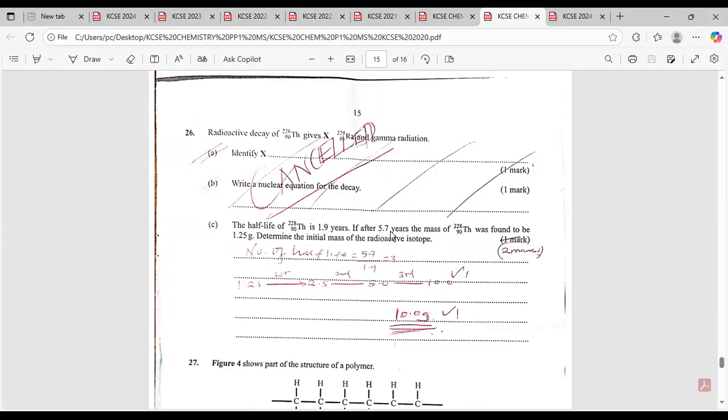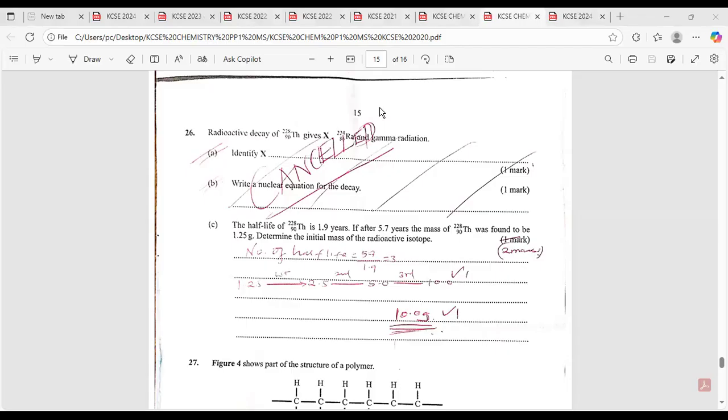So we divide 5.7 by 1.9. We realize those are 3 half-lives. So we take 1.25, previous one was 2.5, previous one was 5, previous one was 10. So the answer was 10 grams. And you must give the SI units. You must give the SI units.